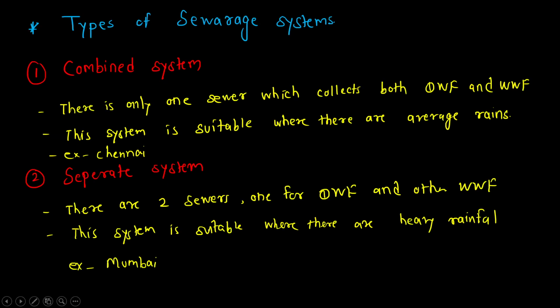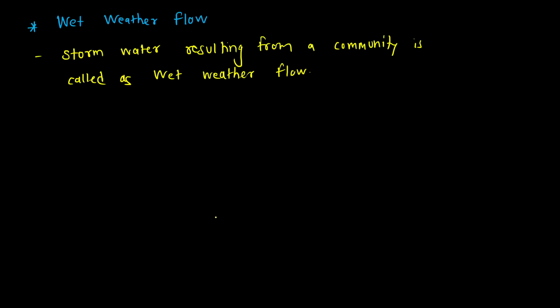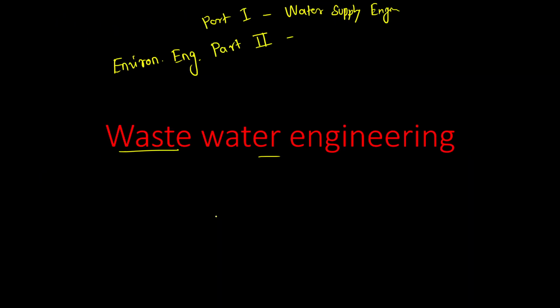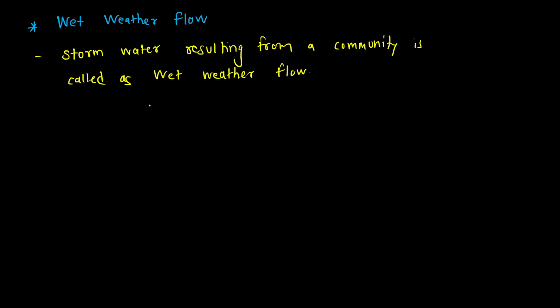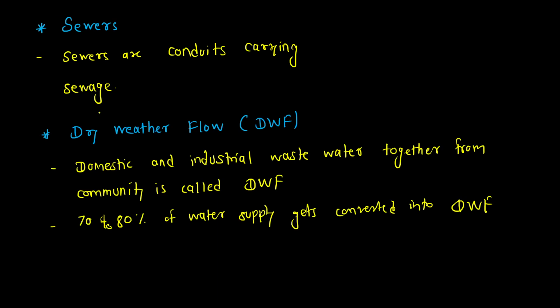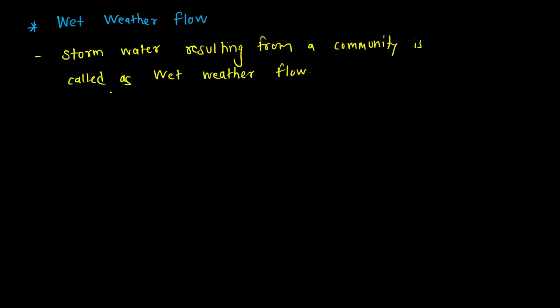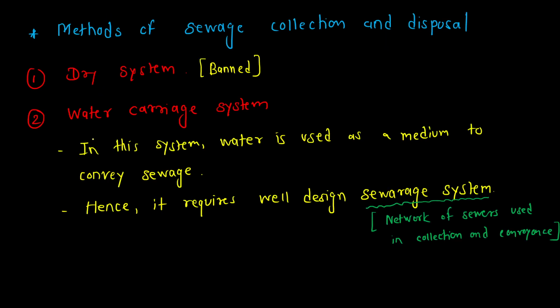So this is all about the types of sewerage system. We have discussed all the basic points from wastewater engineering. From the next video, we'll see how to calculate the dry weather flow and the wet weather flow, because these two parameters are responsible for designing the sewers. The remaining things we'll see in the next video.